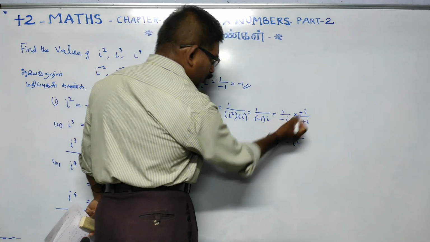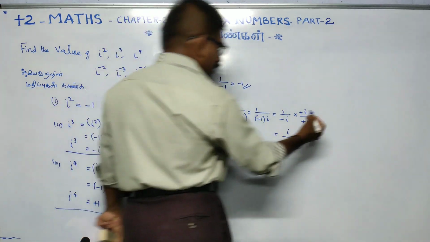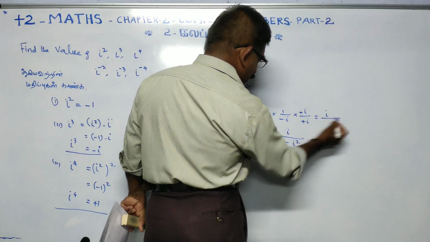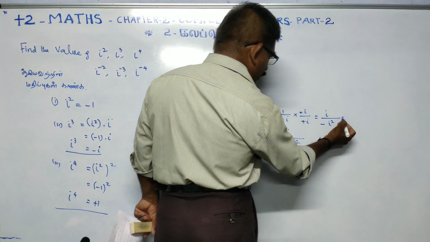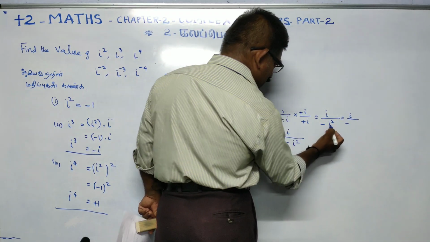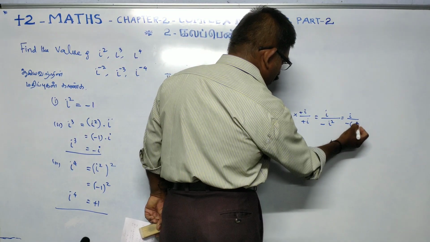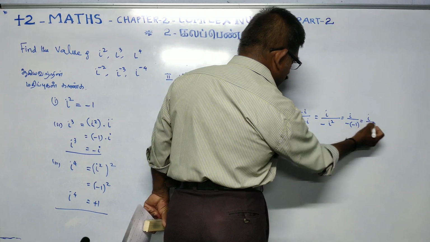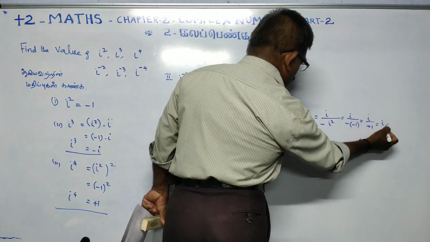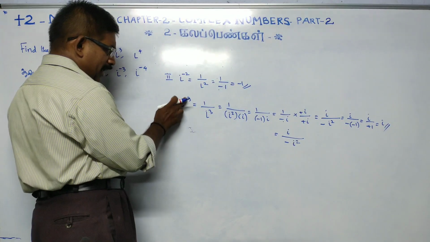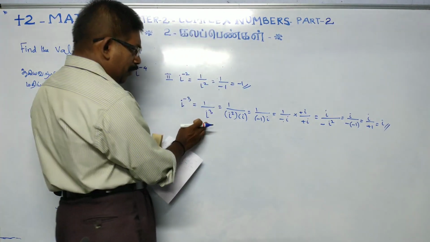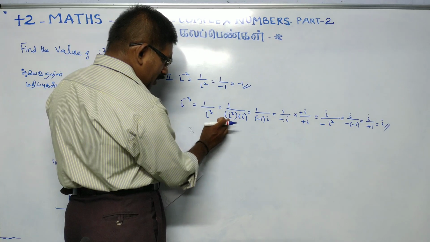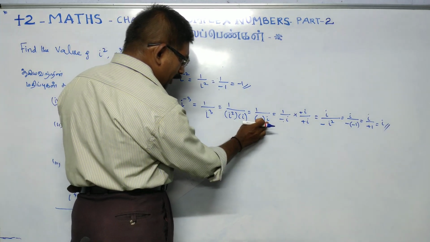In the numerator, 1 into i is i. In the denominator, minus i into i means i square. The value of i square is minus 1, and minus into minus is plus. So the value of i power minus 3 is 1 by i power 3, where i power 3 is i square into i, minus 1 into i, which is minus i.